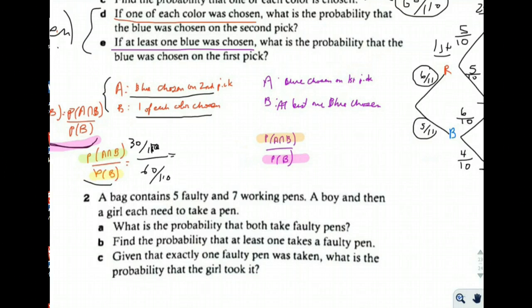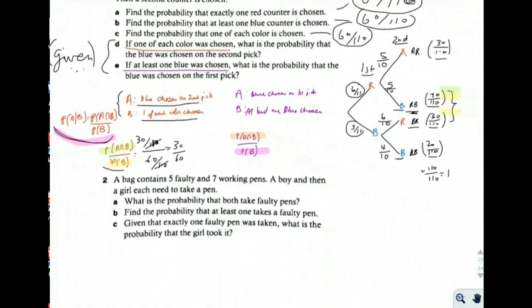Now remember that you can cancel these out. So that gives you 30 over 60, which is probability 1/2, right? So you're done with that. So the probability that blue was chosen on the second pick, given that one of each color has been chosen, so it's red-blue or blue-red, is only red-blue. So the probability of red-blue divided by the probability of red-blue or blue-red. Okay, 30 over 60.